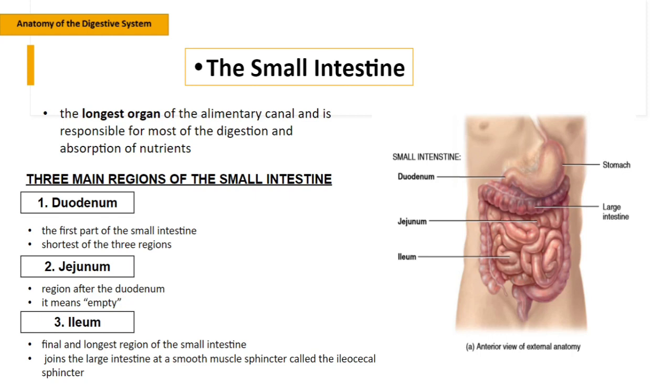Our small intestine has three main regions. First is your duodenum, which is the first part of the small intestine and also the shortest of those three.